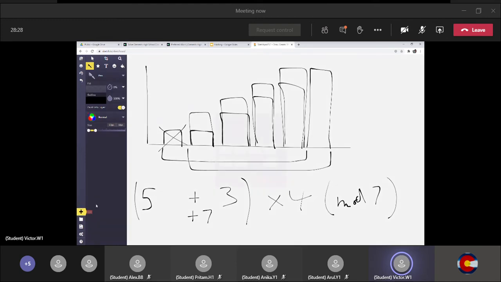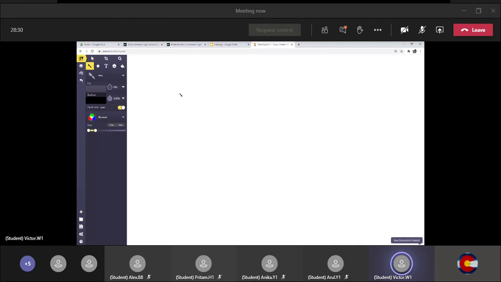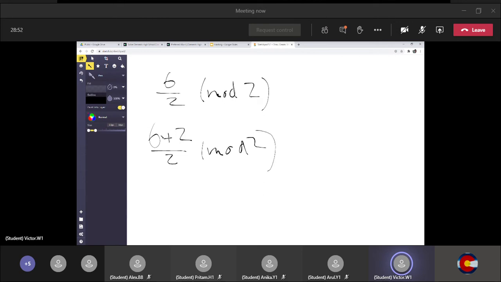Division becomes problematic because there it seems like it does matter. If you're trying to do something like 6 over 2 and then mod 2, this would be 3 mod 2, which is 1. But if you try to add something like 2 before doing the over 2, so 6 plus 2, this would obviously change the answer. You have 8 over 2, which is 4 mod 2, which is 0. So division makes this problematic.